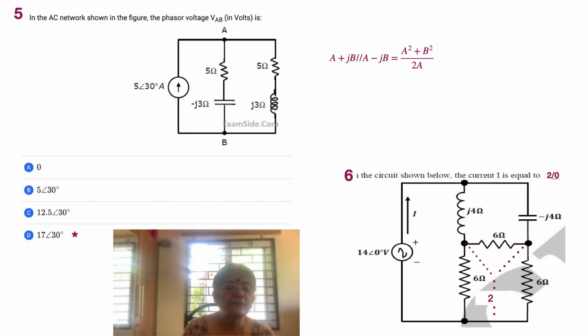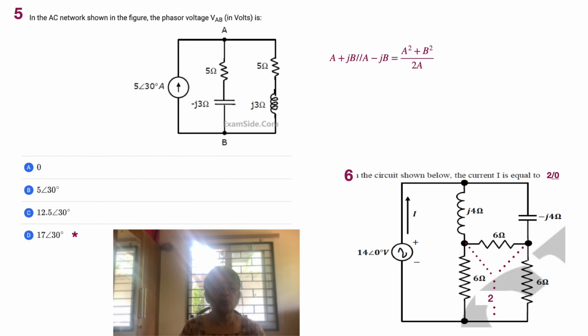In the network shown in the figure, we need to find the phasor voltage VAB, the total voltage. Now this current 5 angle 30 is multiplied by what we got right now. The angle stays 30, because the impedance value is going to be fully real. So 5 angle 30 multiplied by 3.4 is equal to angle 30 and 5 into 3.4, 17. So answer D is coming right.